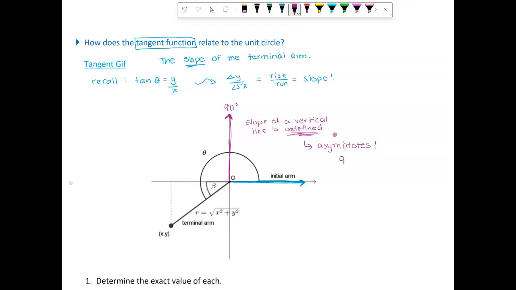This happens at the 90 degrees, which we see here, but it can also happen as you continue forward to 270 degrees, when it's below. It also happens on the negative side, at negative 90 as well. As you can see, it pretty much happens every 180 degree rotation from 90 degrees. So the tangent will have asymptotes.